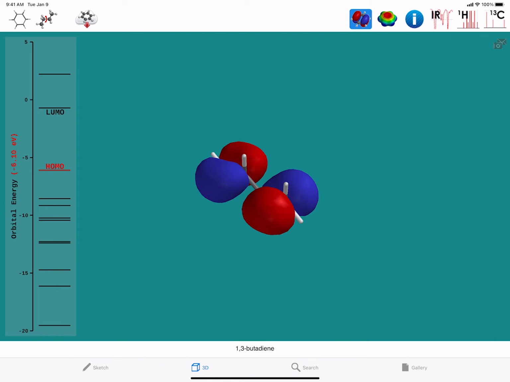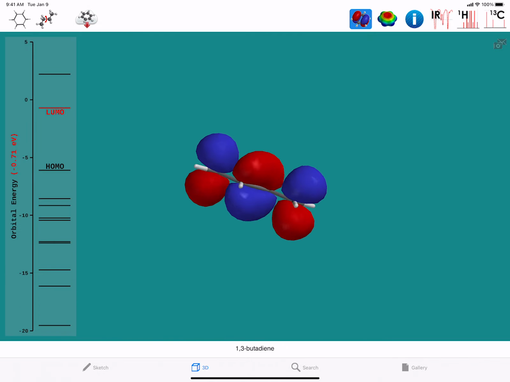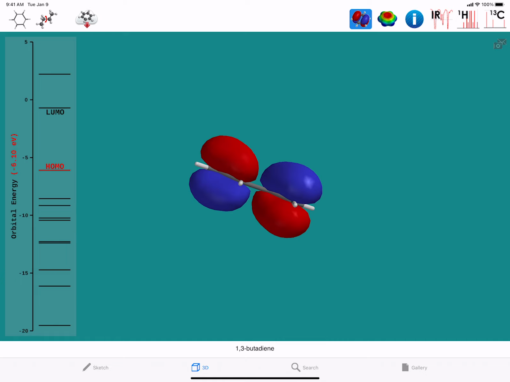Somebody write that down because we're going to do some subtraction. For the LUMO, minus 0.71 electron volts. Okay? That's for 1,3-butadiene. Gap between HOMO and LUMO is like 5 point whatever electron volts. Somebody do the math. I'm not doing the math. What's the difference between these two? 6.1 minus 0.71. 5.3. Ooh, let's limit ourselves to two significant figures, shall we? Let's just make our lives easier.